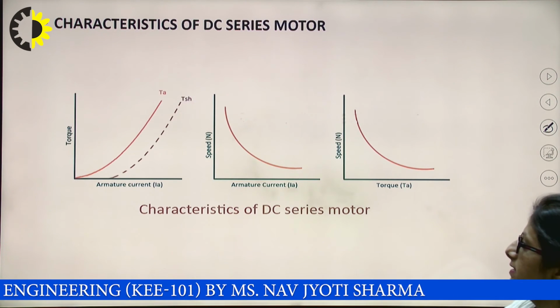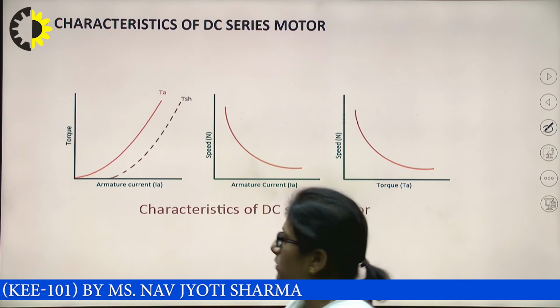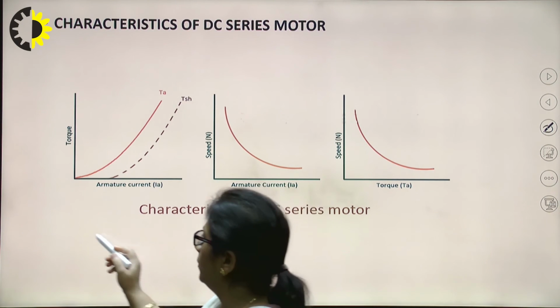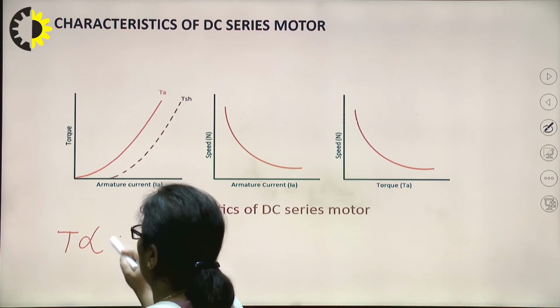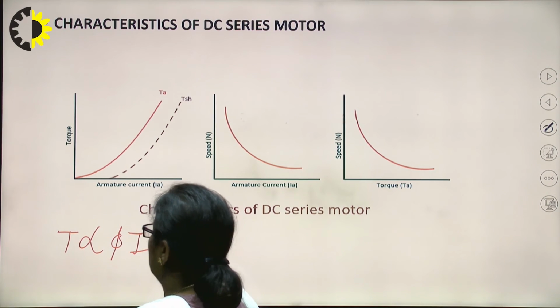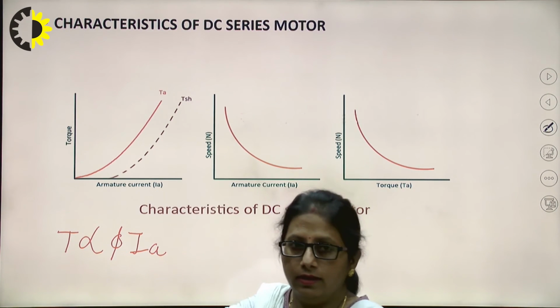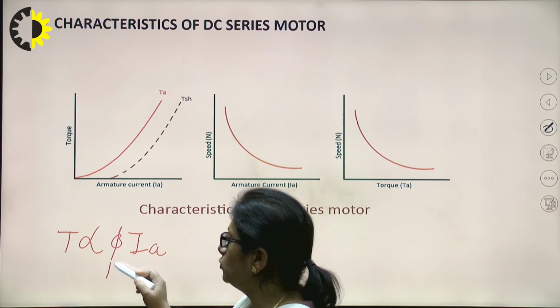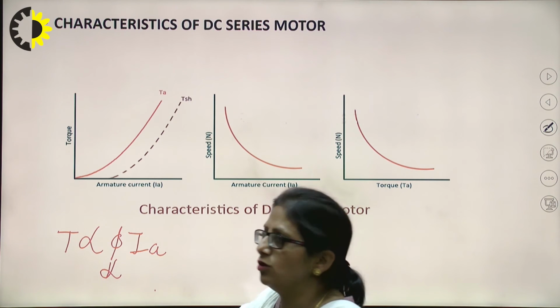Now, in case of a DC series motor, the very first characteristic we are going to see is the torque versus armature current. It can be seen that the torque is directly proportional to flux into Ia. We know that. In a DC series motor, this flux is proportional to what? This flux is not constant.